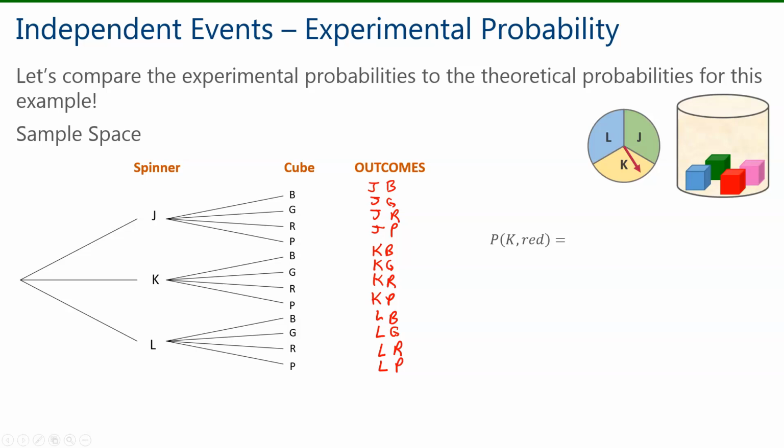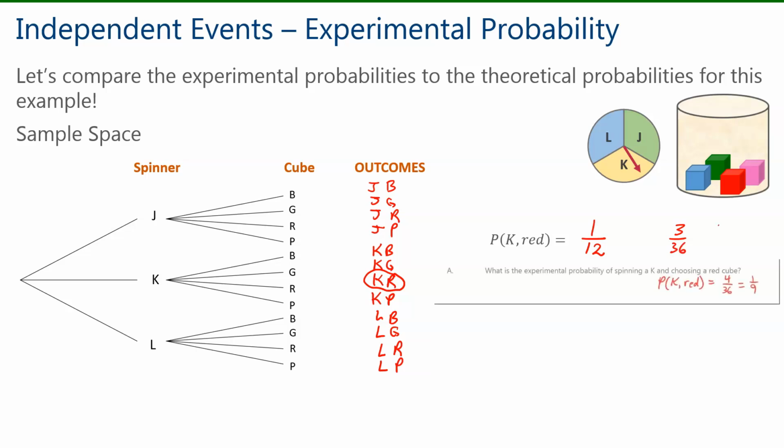The first probability that we considered in the experimental example was the probability of spinning a K and picking a red cube. I'm looking for KR right here. So my favorable is 1. There are 12 possibilities. This would in turn give us 3 out of 36. And we note that that's pretty close actually to the 4 out of 36 that was obtained in the experiment for this same example.